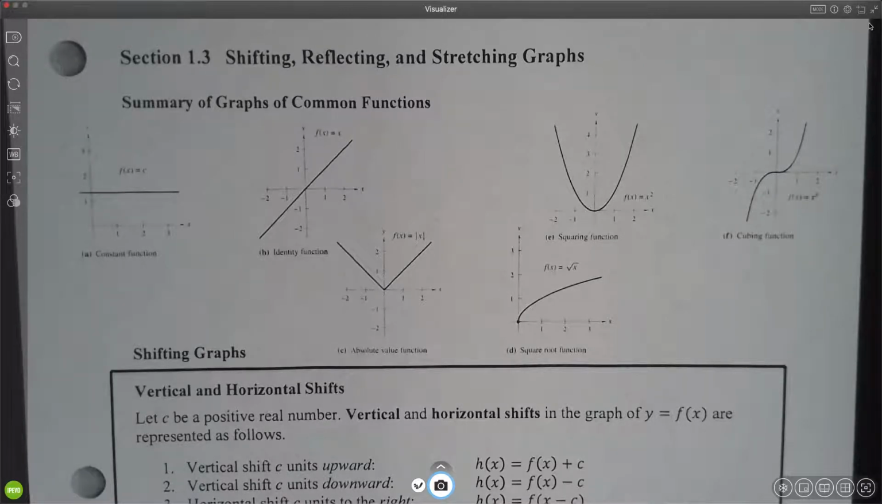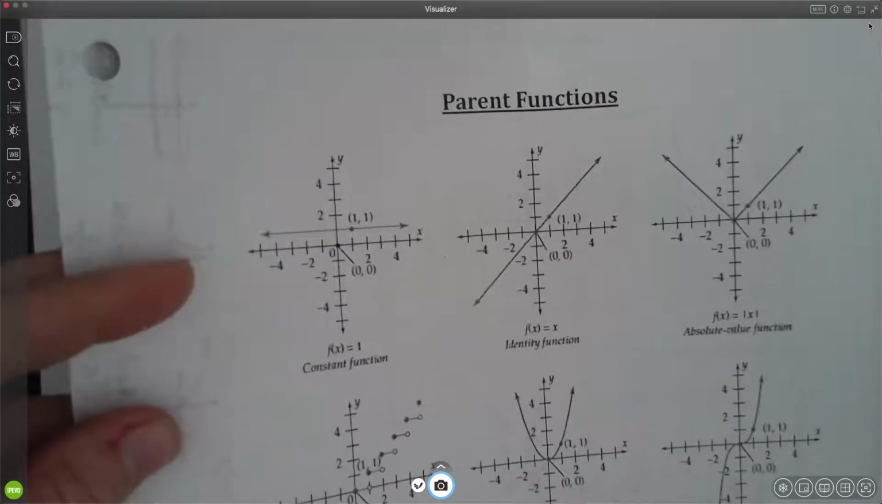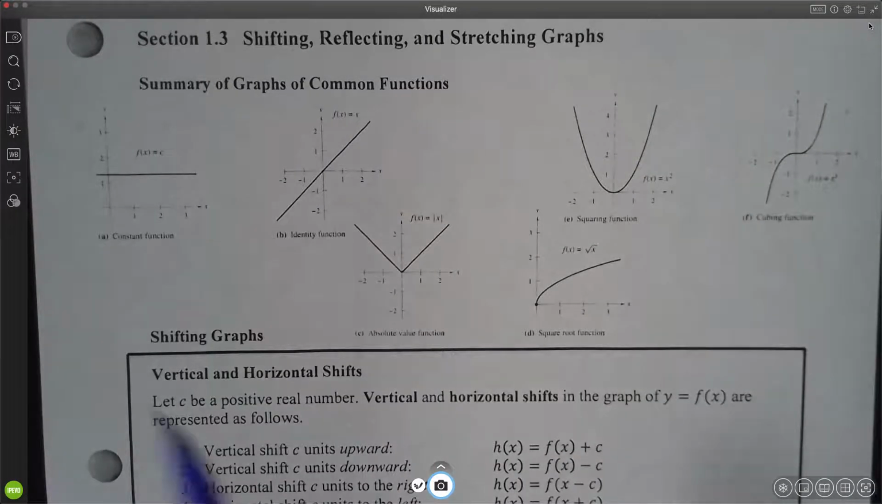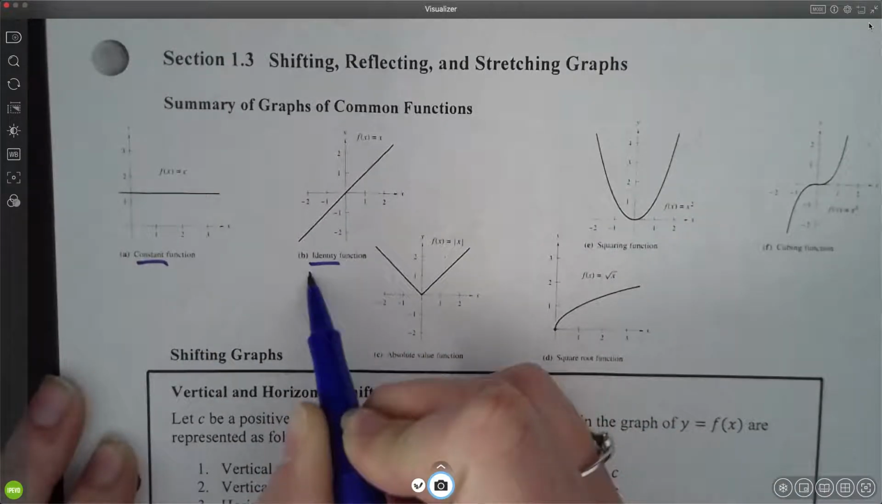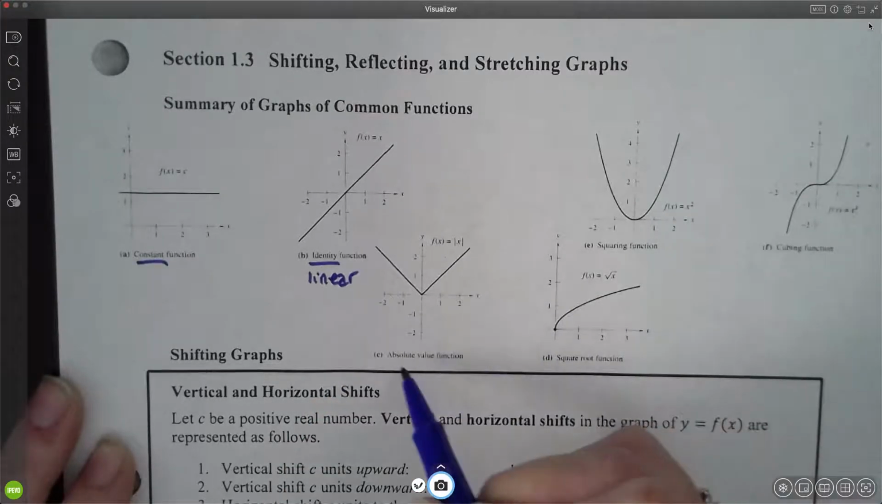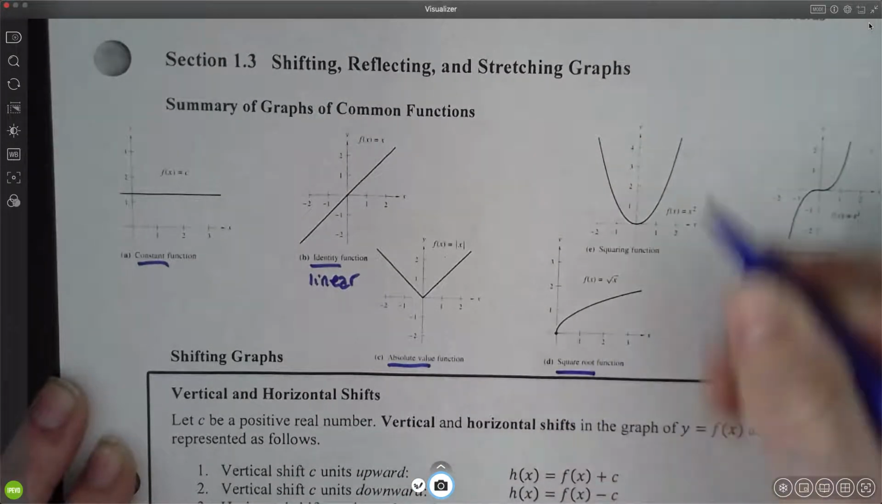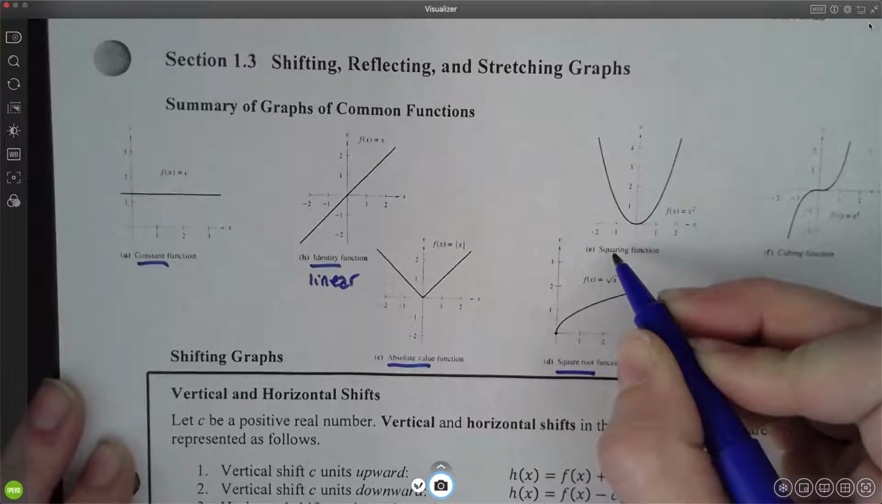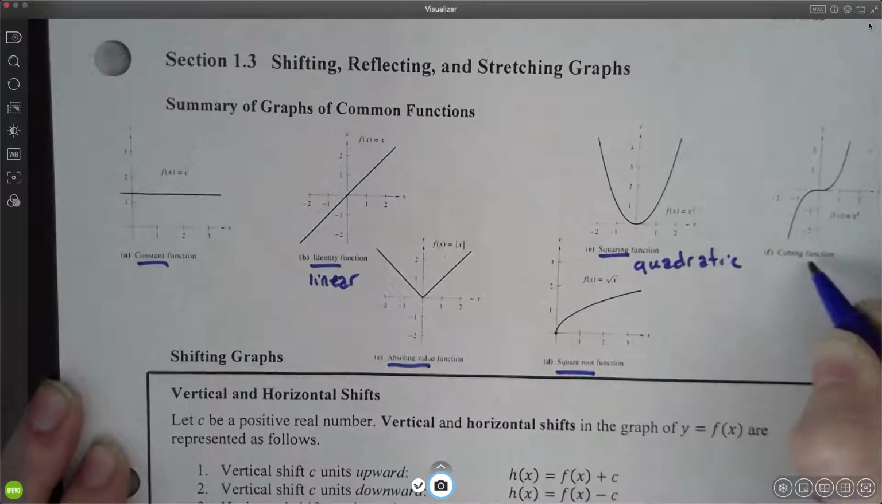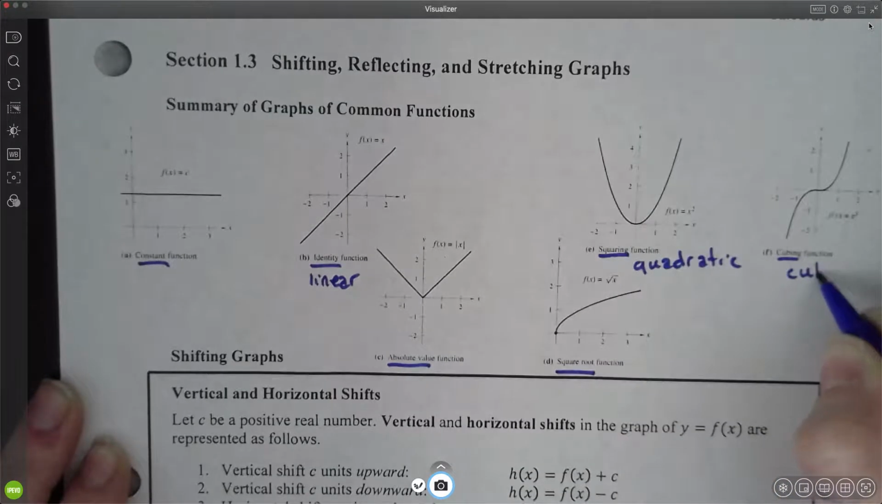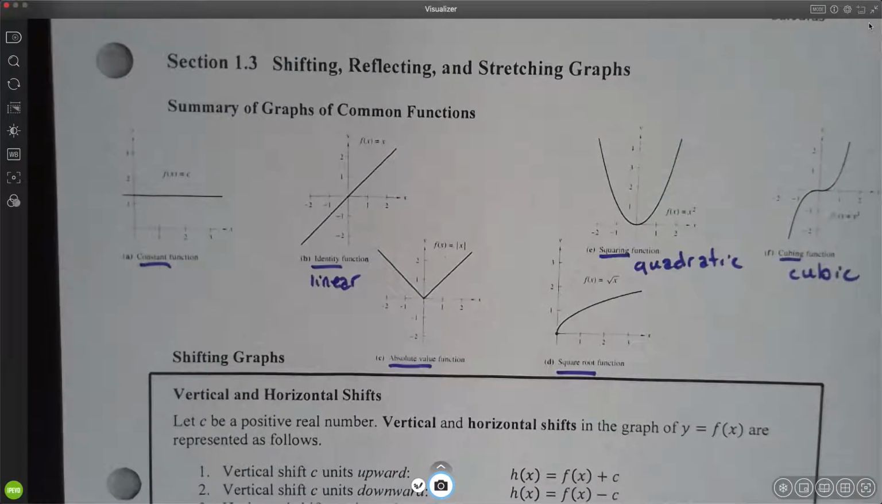So this is on the backside of your transformation grid, the parent functions. They are constant functions. They are the identity function, which is a linear function. This is an absolute value function. Square root. They call it squaring function, that's a quadratic function. And this guy is a cubing function or a cubic function. I like our words better, but anyway, there's all of those. Those are the main ones that you should remember in addition to some of the other ones that we went over at the bottom of your transformation sheet.